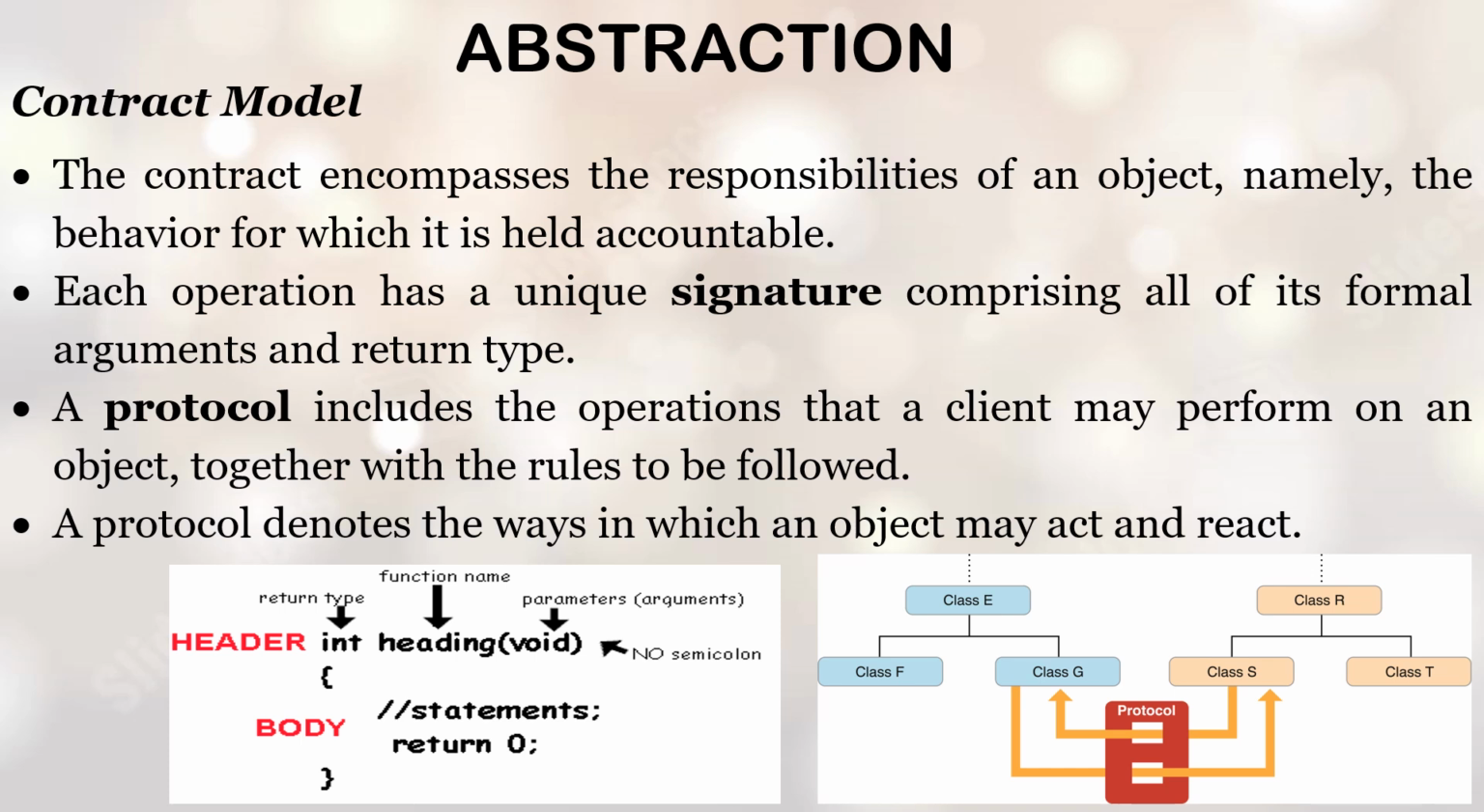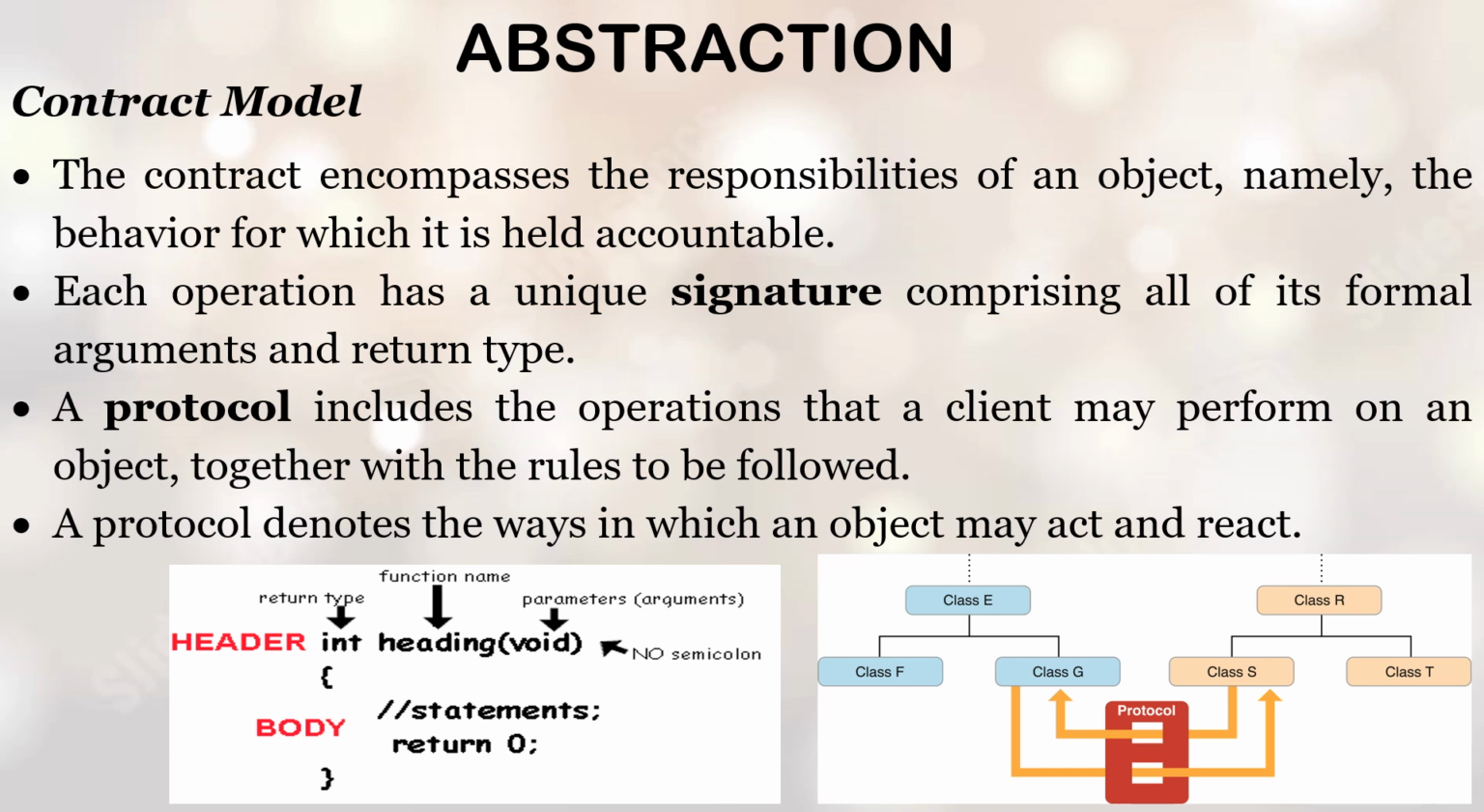Now what is the contract model? The contract model defines the responsibilities of an object. It includes the signature and the protocol. Now the signature refers to the function header. As shown in the picture, the signature includes the function name, the function parameters and return type. That is the first line of a function.